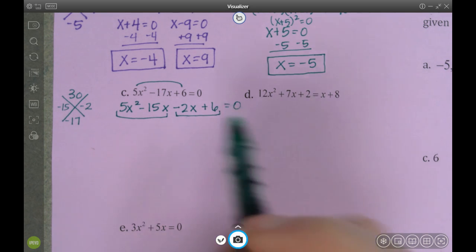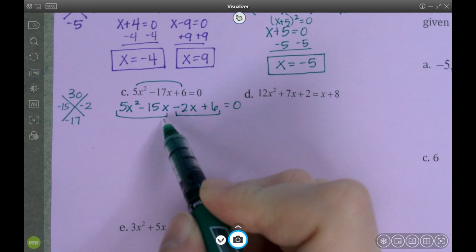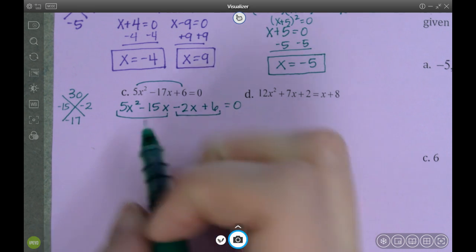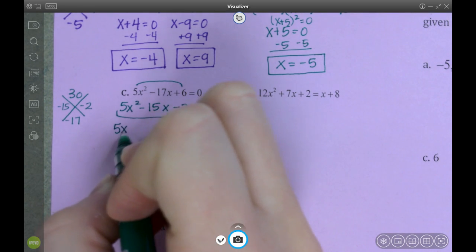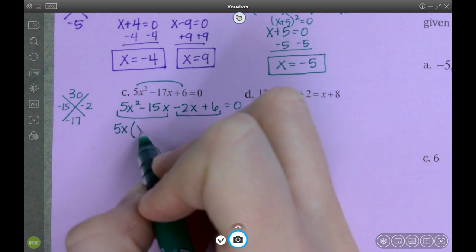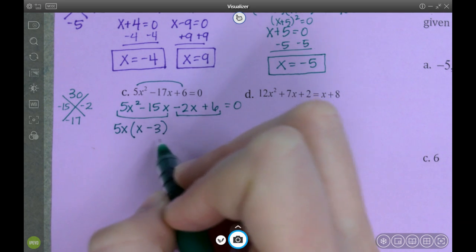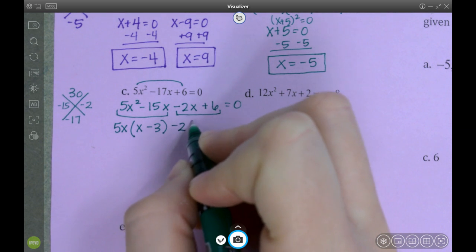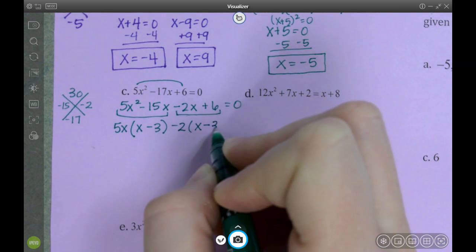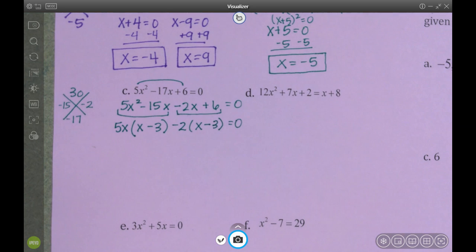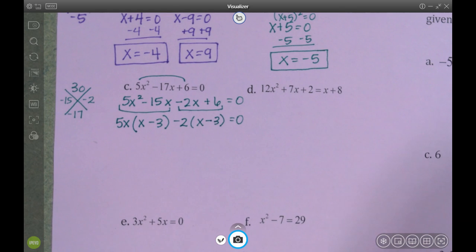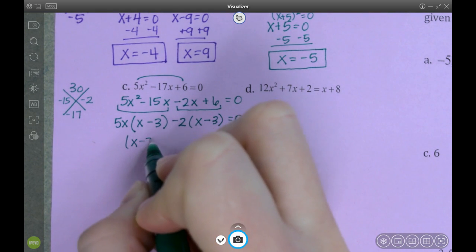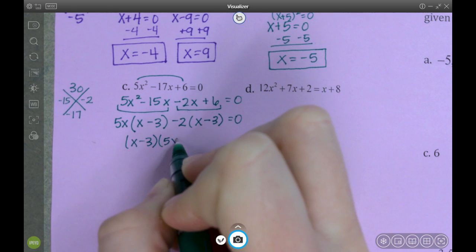All right, GCF in your first group is what? 5x. When you divide that out, you're left with x minus 3. There's that 3 you were talking about. What's my GCF in the second group? I'm going to take out a -2, so I can have a positive x minus 3. So this is going to factor x minus 3 times 5x minus 2.